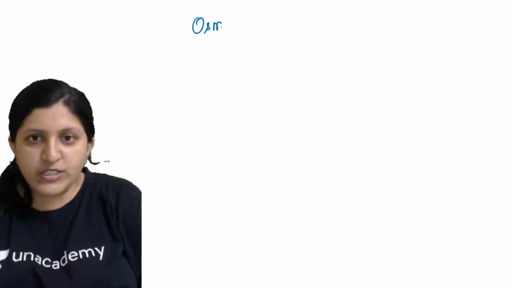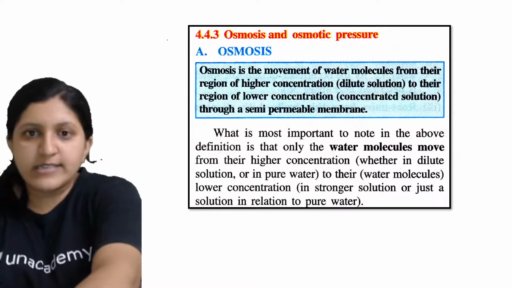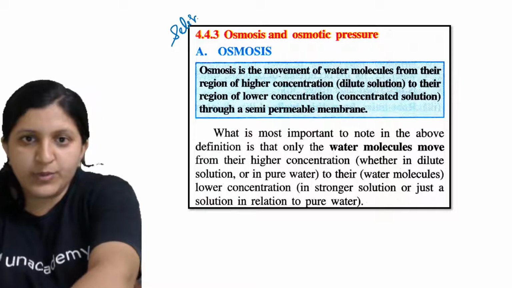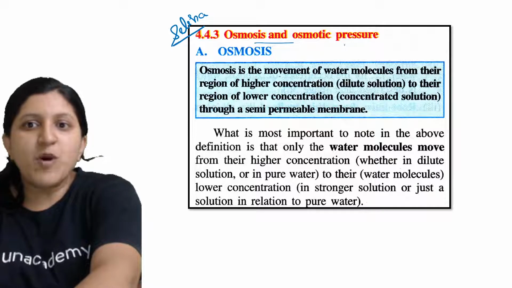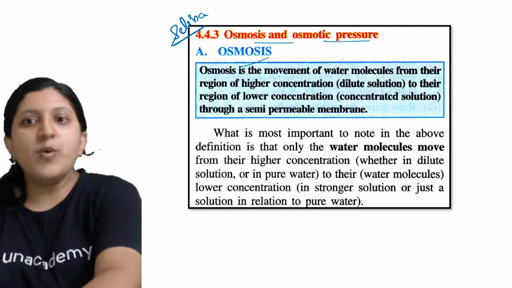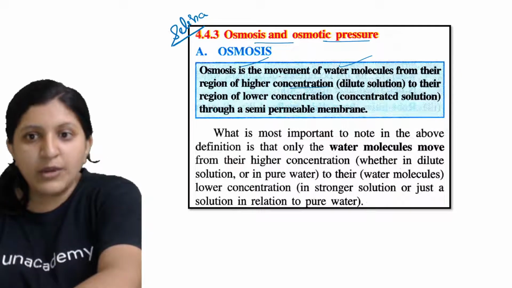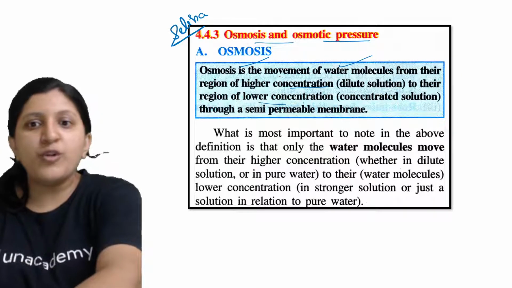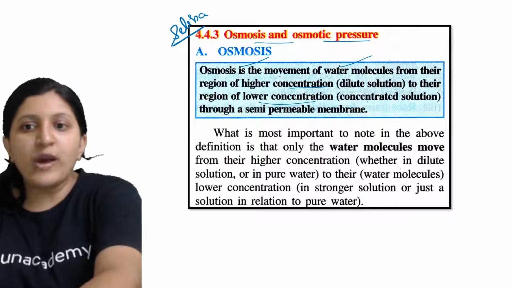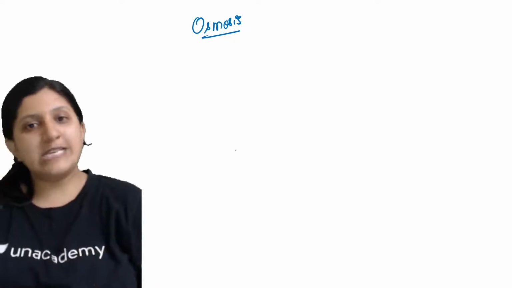Okay, so now osmosis, when we mention it, the definition given here is taken from the Selina textbook. So, osmosis and osmotic pressure. Osmosis is the movement of water molecules from their region of higher concentration to their region of lower concentration through a semi-permeable membrane. So in that case you can see the water movement.